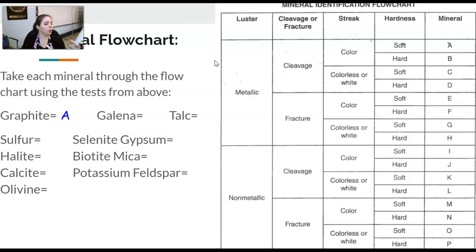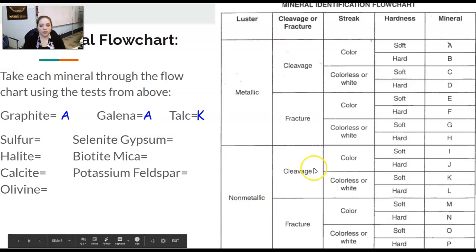Now let's say we go through galena, which is right underneath it. We know it's metallic, and it definitely cleaves. It leaves a gray-black streak. It's a 2.5, so it's soft. It is also an A. Here's the thing with the flow chart. Each letter does not have a specific mineral attached to it, which means several minerals can have the same letter identifying it on this flow chart. So if I was to take talc through, I would get a K.